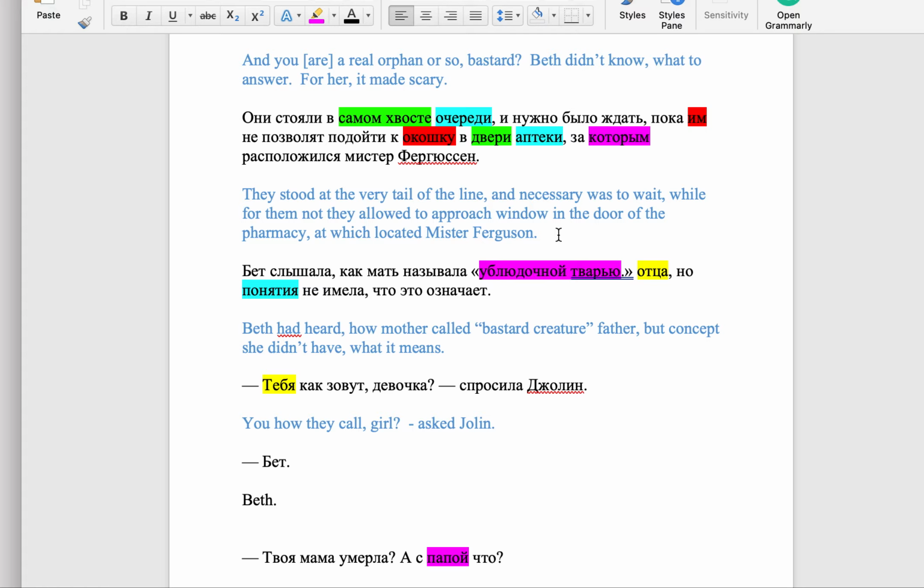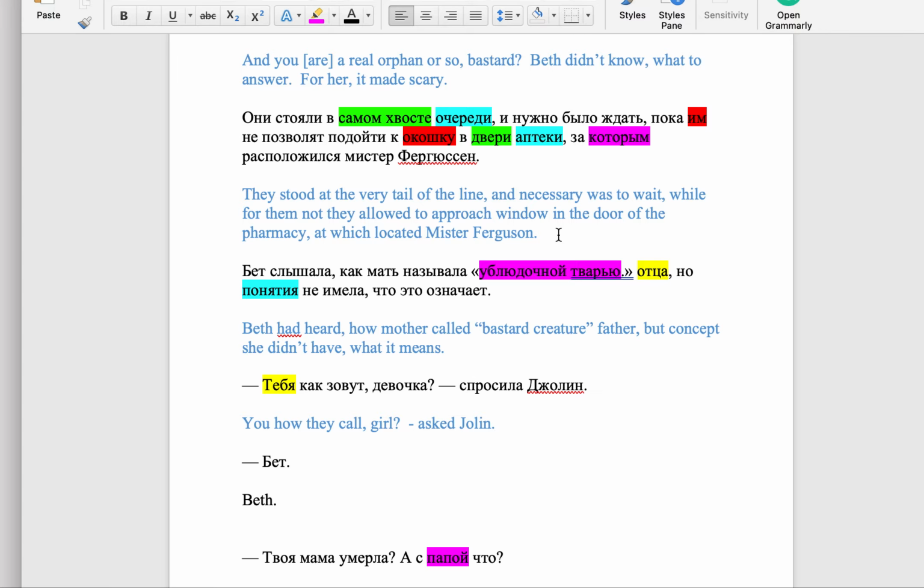So that's notated in turquoise. Okay, so we have им is the dative version of for them. Okay, to the window.